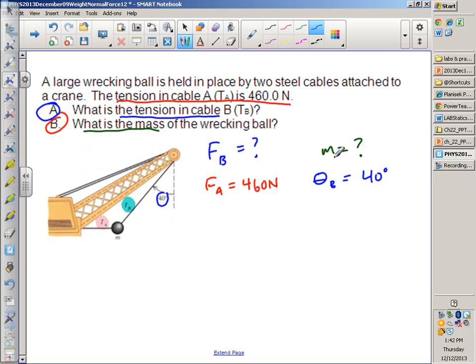We've identified what we're looking for. We identified what information was given to us in the problem. The next step in doing this is a free body diagram, a picture that shows us all the forces that are acting on an object in a given situation.